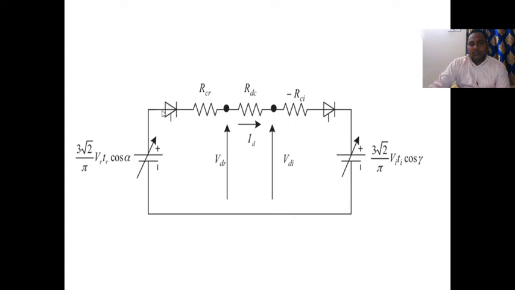These are the converter valves. RCR is the rectifier resistance. RDC is the HVDC link resistance. Minus RCI is the resistance of the inverter. Normally the resistance of the inverter is taken as negative, as we already saw in the derivation. This is the rectifier DC voltage, the inverter DC voltage, and the current flowing in the DC circuit, that is, the HVDC link. How much current flows is nothing but ID. This is the exact equivalent circuit of the HVDC link.